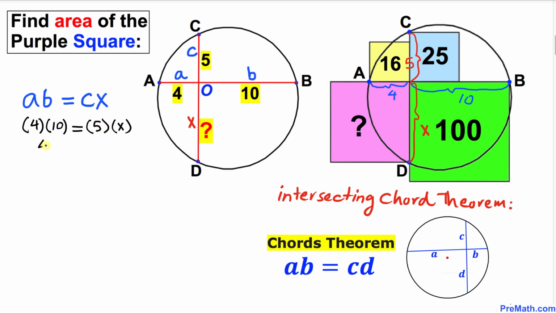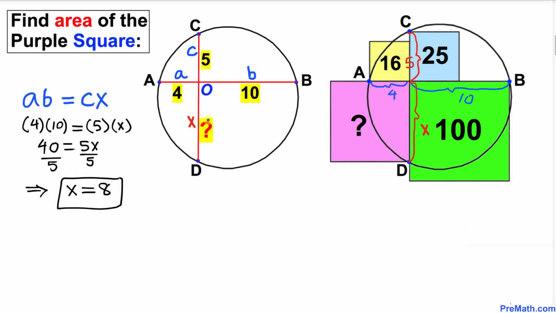So this is going to give us on the left hand side 40 equal to 5x. Let's divide both sides by 5. So that means our x value turns out to be 8 units. So that means this side length of this purple square turns out to be 8.